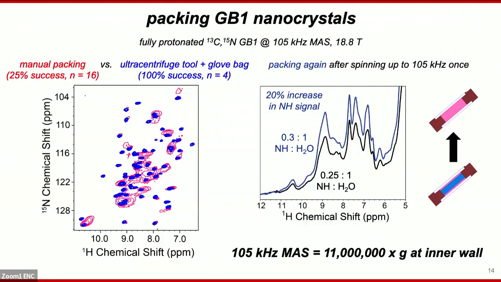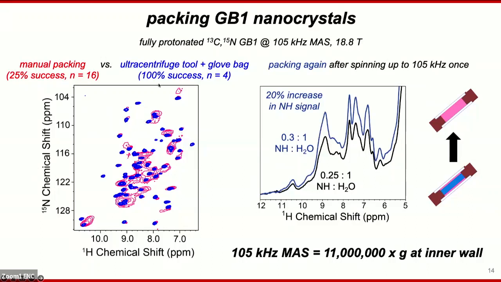So we're going to use the same mechanism to check them out again, fully protonated GB1 at 105 kilohertz MAS, comparing to our manual packing protocol, which had about a 25% success rate. And in the red, we have a representative example from those 16 NH2Ds before.